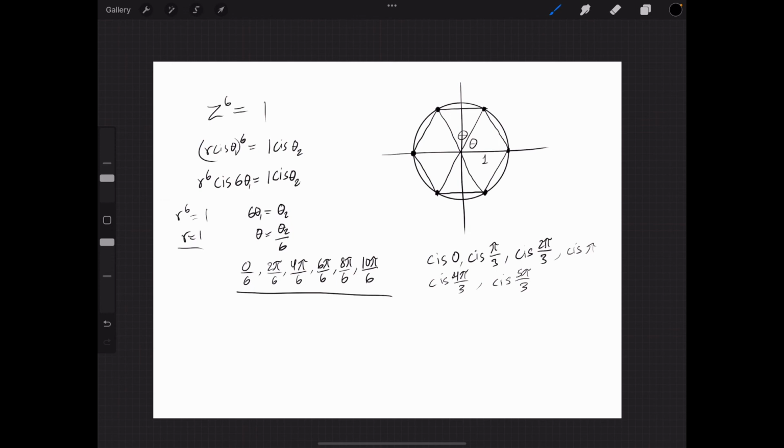So that should give you, or at least all of this should give you a basic idea of complex numbers in polar form and how to use de Moivre's theorem.